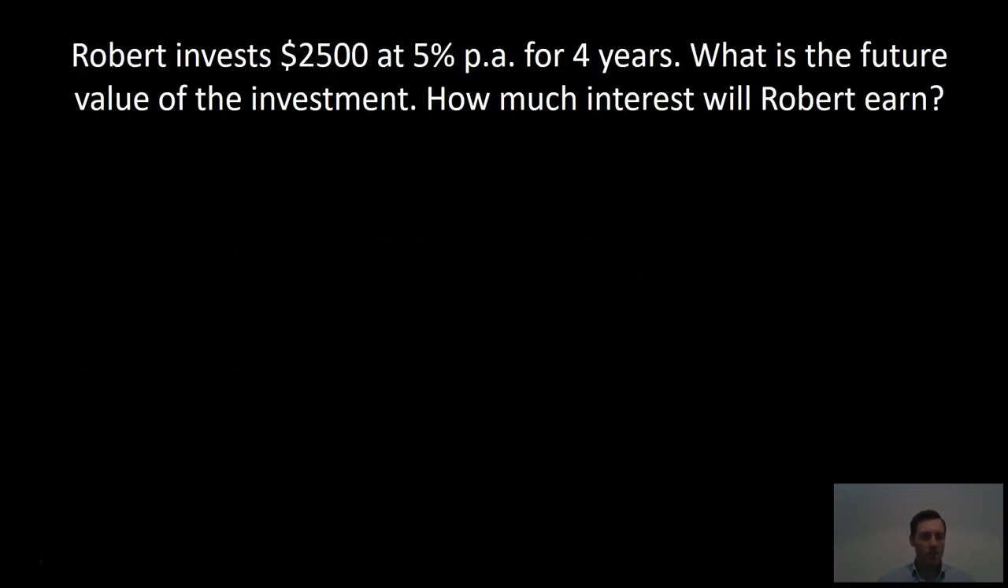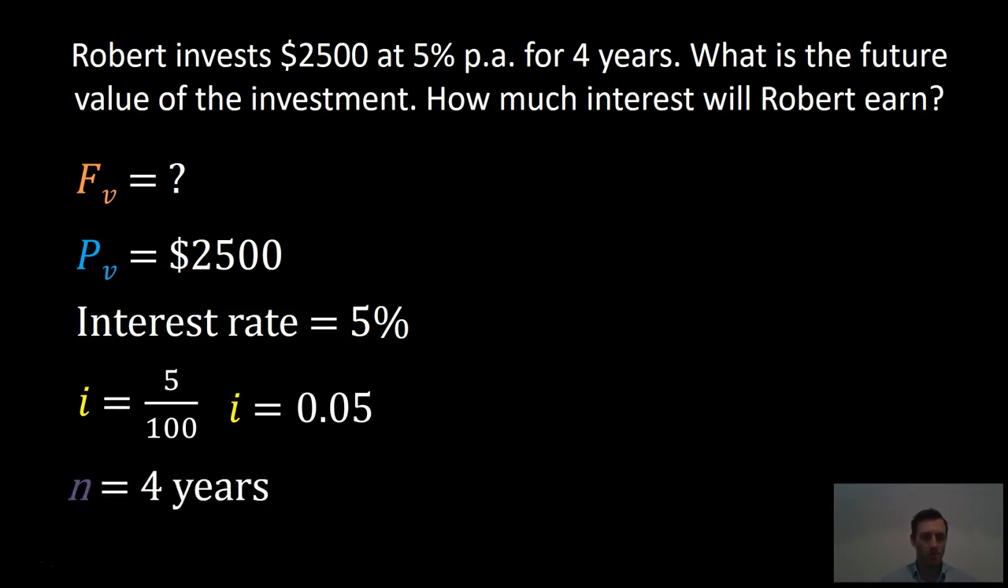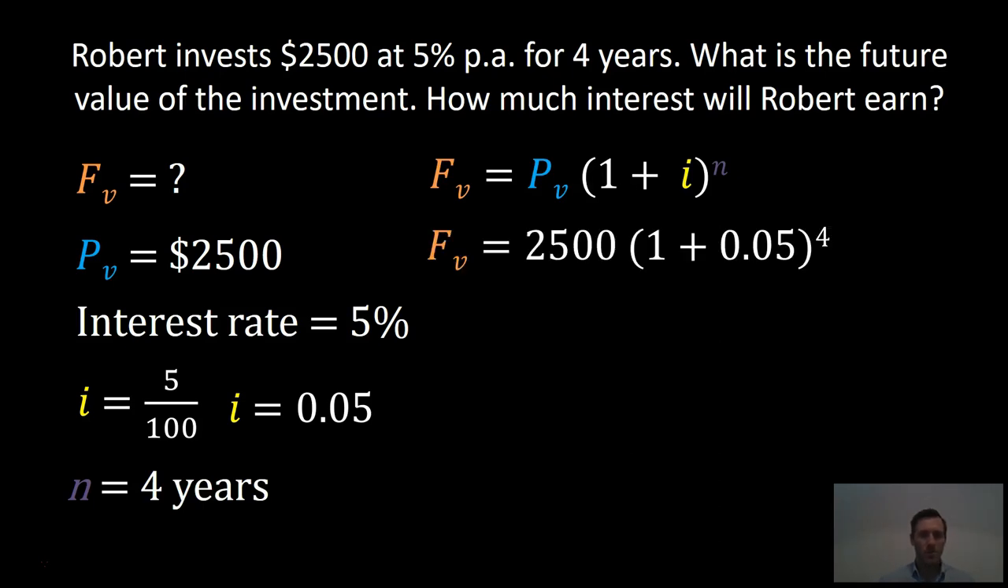Let's look at an example using the other formula. Robert invests $2,500 at 5% per annum for 4 years. What's the future value of the investment? How much interest will Robert earn? We're trying to find the future value. The present value is $2,500. Interest rate 5%. Converted to a decimal is 5 divided by 100, which is 0.05. Time is 4 years. The compound interest formula, we substitute our values in.